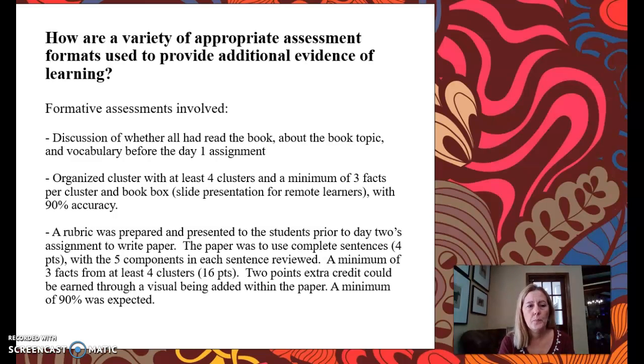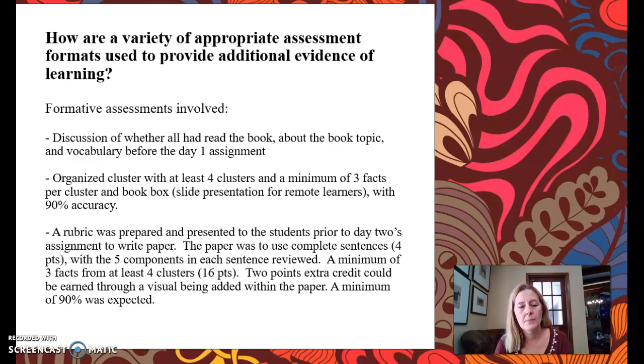How are a variety of appropriate assessments used? There were many different formative assessments. We discussed whether all had read it. We discussed the book topic itself, with people answering what they found most interesting. They were able to raise their hand and talk about the vocabulary, the meaning of the different words that we discussed. Through the organized clusters, they also could write those down and really show what they knew from the book and what they learned.